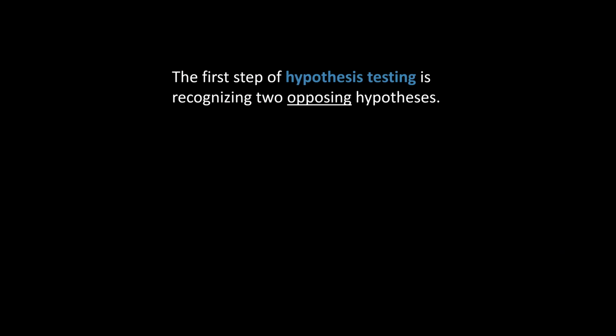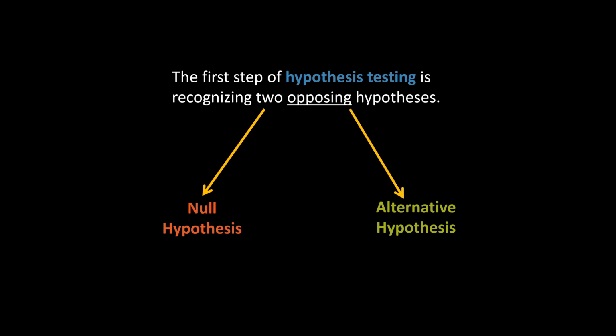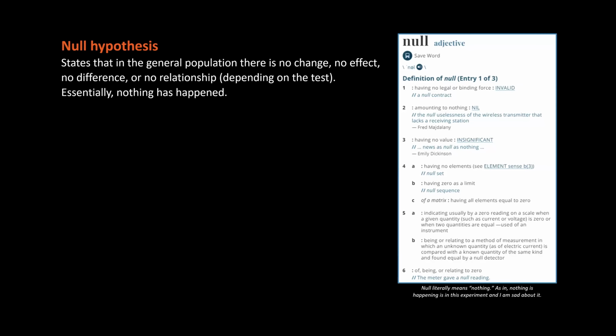So the first step of hypothesis testing is recognizing two opposing hypotheses. And this is a little bit of like a mind exercise, so bear with me. The first is what we call a null hypothesis, and the second is what we call an alternative hypothesis. So the null hypothesis states that in the general population, there's no change, no effect, no difference, or no relationship, depending on what type of statistical test you're doing. Essentially, nothing has happened. The word null literally means amounting to nothing.